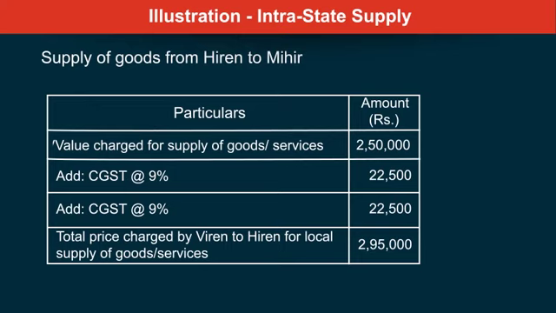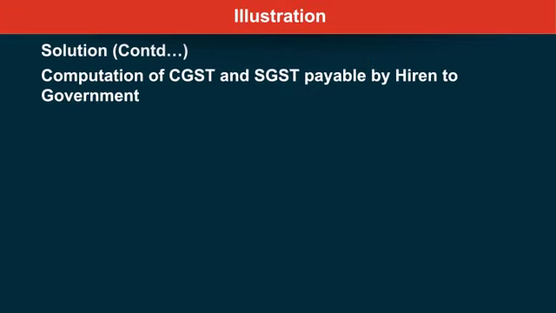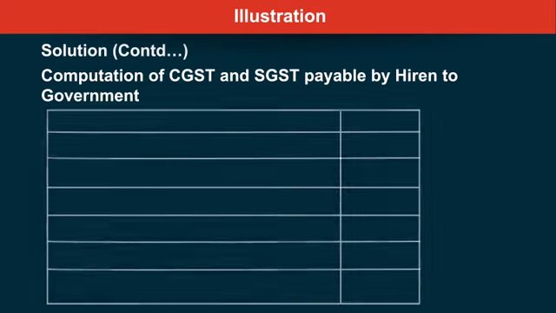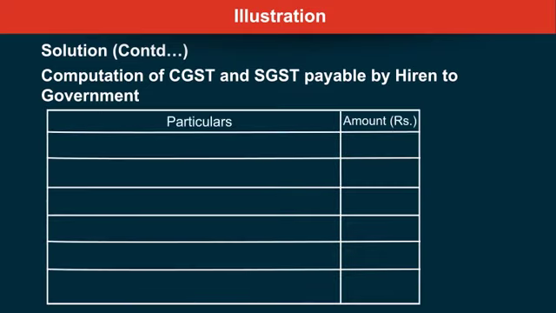Now here Mr. Hiren being the intermediate person, he is eligible for taking the input tax credit, which is the best mechanism introduced in GST, wherein the person who is an intermediate person can take the credit for the input taxes paid. Now let us understand how the net CGST and SGST payable will be computed. Now for first dealer, that is Mr. Viren, there was no credit available because he was the initial dealer. But Mr. Hiren, who is an intermediate dealer, for him the CGST and SGST payable will be as under.